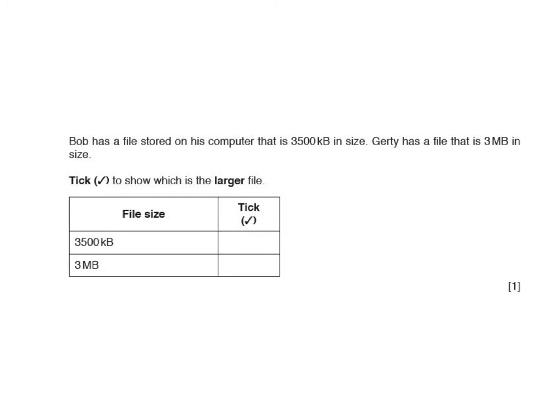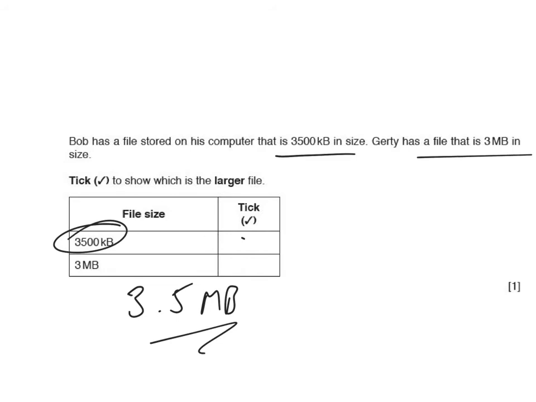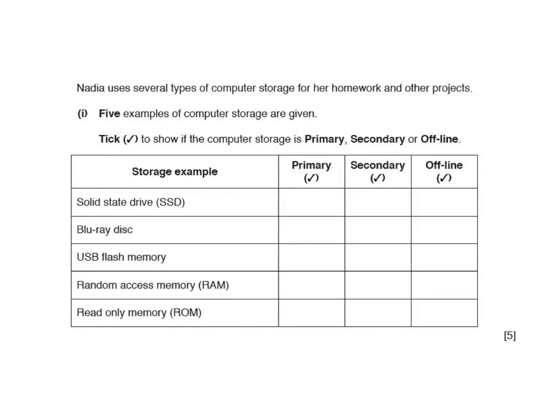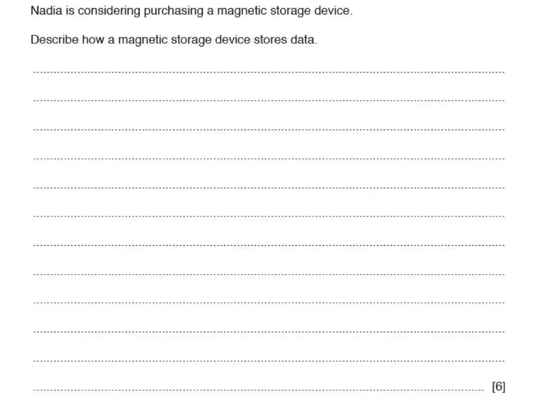Similar questions again. 3,500 kilobytes versus 3 megabytes. So for this one, a little bit of maths on this. If we divide it by 1,000, will tell us it's 3.5 megabytes, give or take. So in this case, it's 3,500. Similar question as to before, let's just go through it quickly. SSD, no external, so that's secondary. Blu-ray, offline. USB, offline. Random access and ROM are both primary.